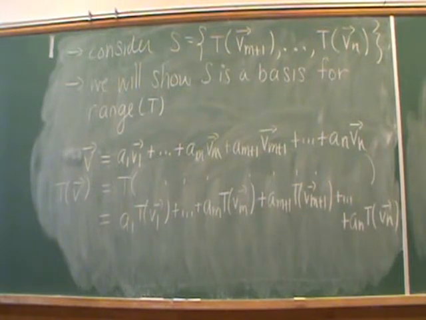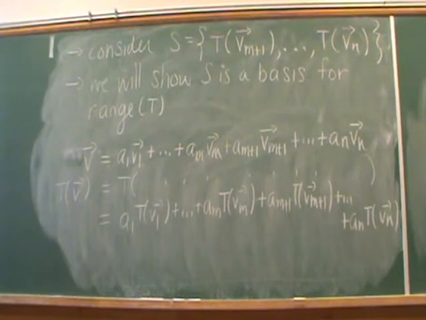So next what we're going to do is set up a set S. S is going to contain the following vectors: T(v_{m+1}) all the way up to T(v_n). And we're going to try to show that S is a basis for the range of T.